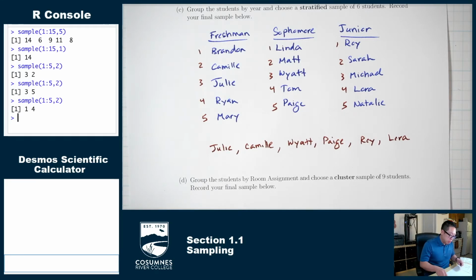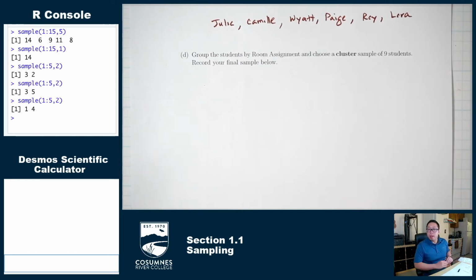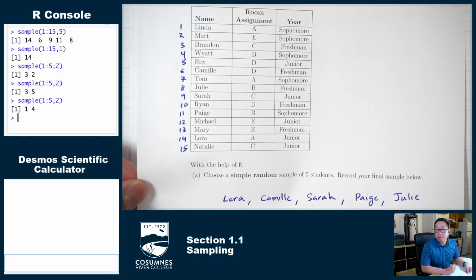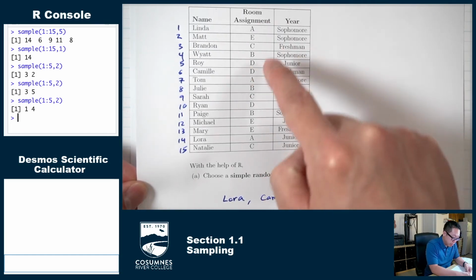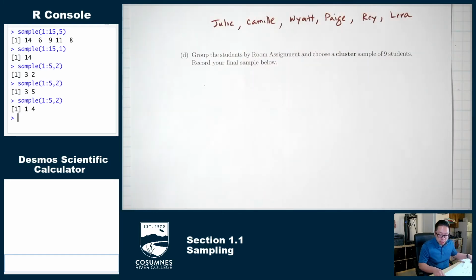Now, what about a cluster sample? Part D. Group the students by room assignment. Choose a cluster sample of 9 students. Record your final sample below. Okay. So now, for my cluster sample, I'm going to group them by their room assignments. Okay, so room assignments, I have A, B, C, D, and E. Let me now group them by rooms.